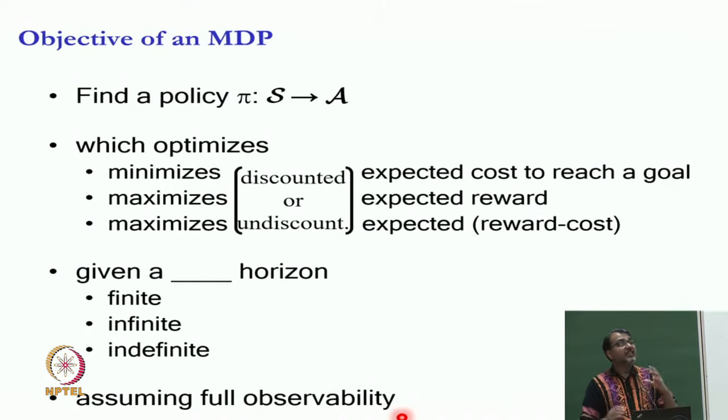The next thing we have to answer is, in the search world, we were minimizing the cost to reach the goal or maximizing the profit. But now cost to reach the goal makes no sense, because there are probabilities in the middle. So, we are going to optimize expected costs or expected rewards.